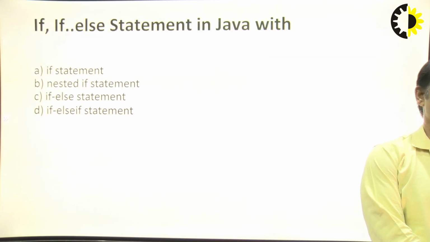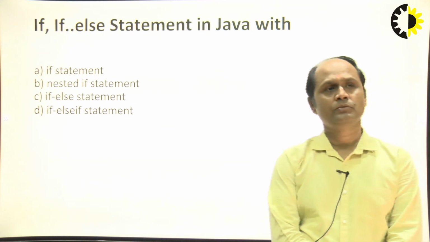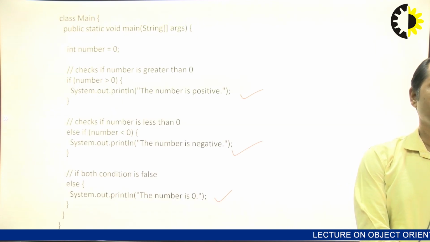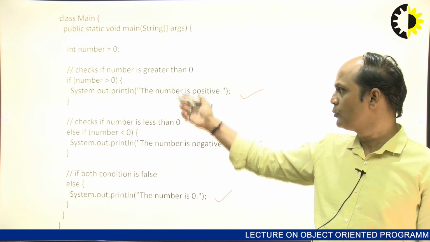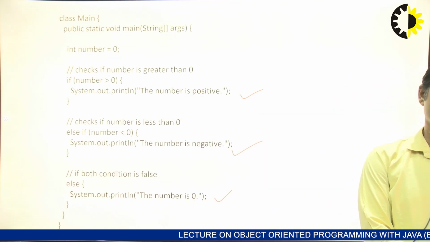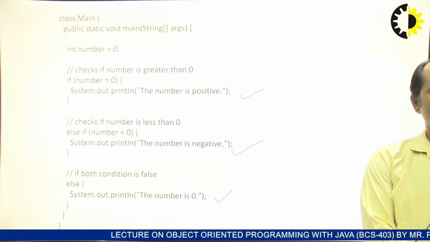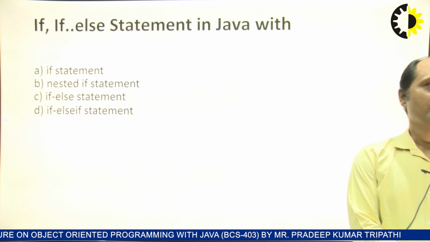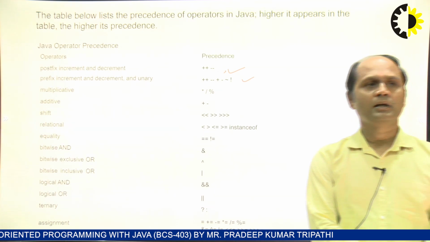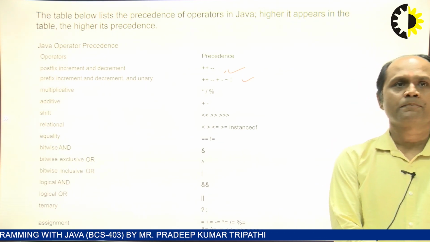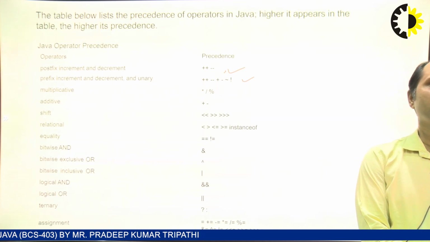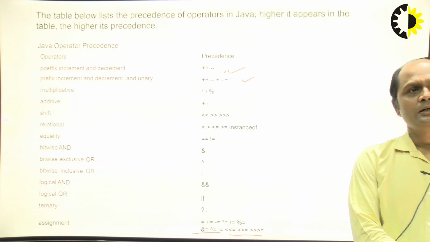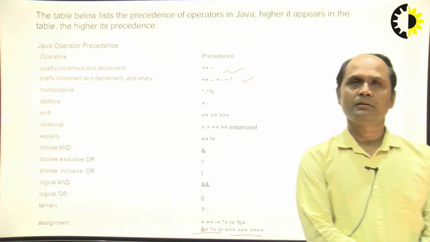If statements and if-else statements we can use for the purpose of programming. Suppose we have more than one output in a particular program, we can use the if statement and if-else statements. Nested if we can use for the purpose of more than one output. So these are the statements, and these are the precedence of operators in Java. The higher the precedence, the higher it appears in the table. So these are the operators, these are the bitwise operators.